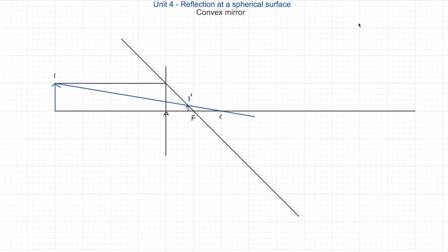And the reason for that is the image that you're looking at looks smaller, and as something gets further away from you, it appears smaller. So you would think that what you're seeing in the mirror is further away than it really is. So you might ask, why don't they bother putting a plane mirror in the passenger side mirror like they have in the driver's side mirror? And the reason is that you get a bigger field of view if you have a convex mirror.